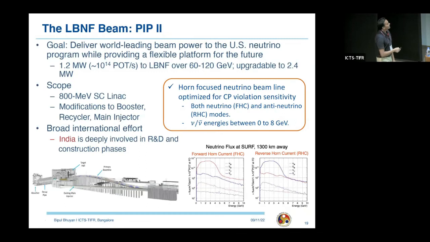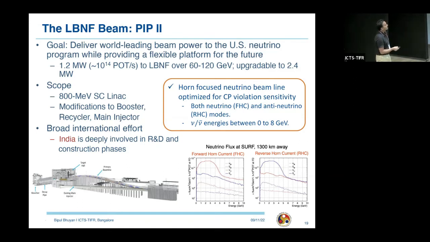Okay, so this is about the beamline. Now there's PIP-II. We heard about that in the talk, and India is participating in this particular program very heavily. This is the upgrade of the PIP-II facilities to deliver a high-powered beam of about 1.2 megawatt to LBNF in this particular energy range, 60 to 120 GeV. And that is going to be upgradable to 2.4 megawatt in phase 2.